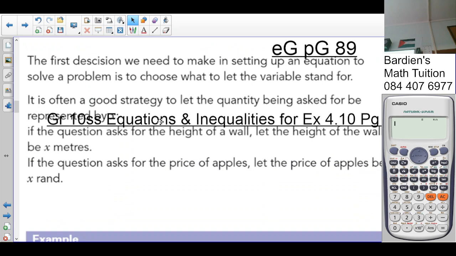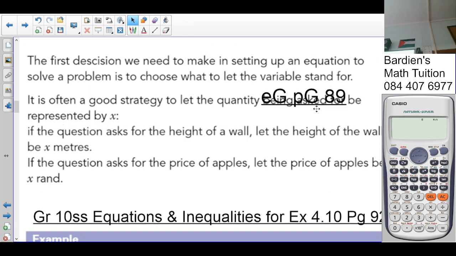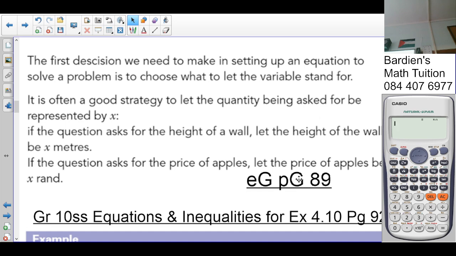Right. So let's read here what we are told. The first decision we need to make is setting up an equation to solve a problem. You should choose what to let the variable stand for. Normally we use x, then we say let x be the number, whatever. It is often a good strategy to let the quantity being asked for be represented by x. So if they ask you how old is John, then we make John's age x. Or we normally make the smaller value be x. Okay, you can decide.